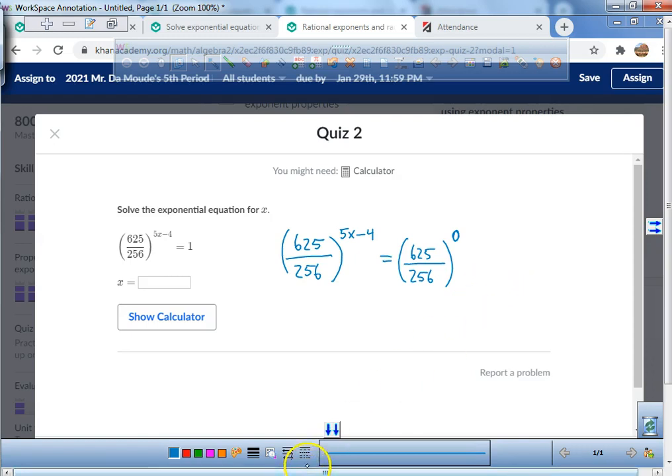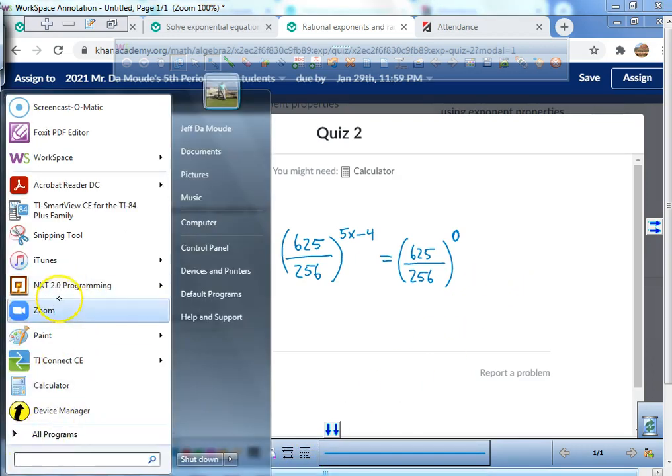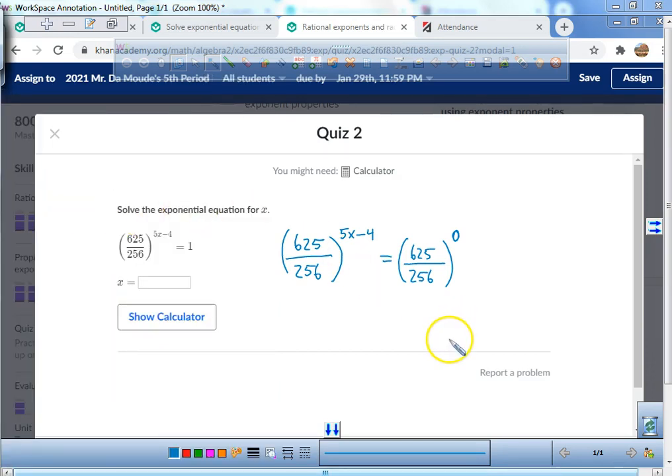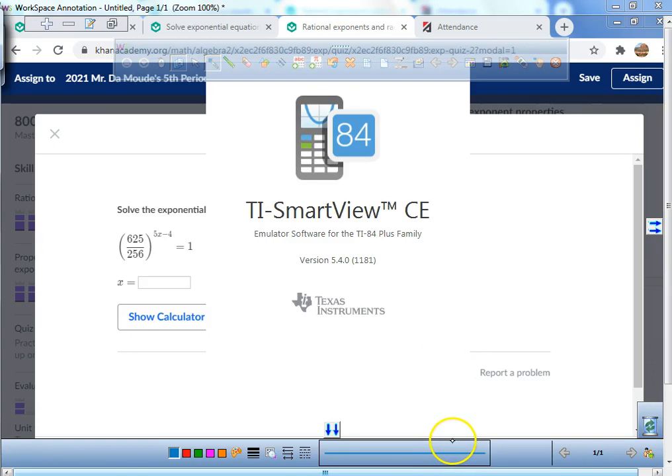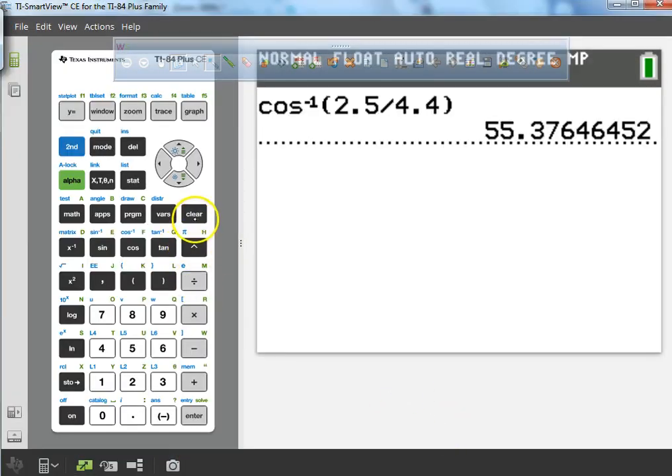And if you don't believe me, all right, I'll prove it to you. Okay, if I can find, there's my calculator. All right, prove it. Here we go. Calculator loading up. All right, loading. Clear that out. All right.